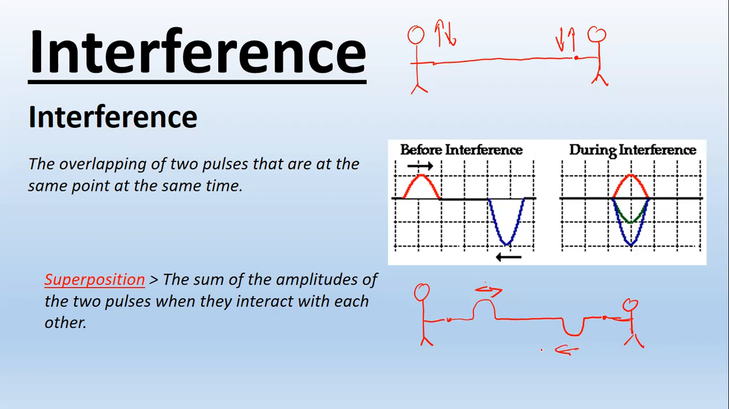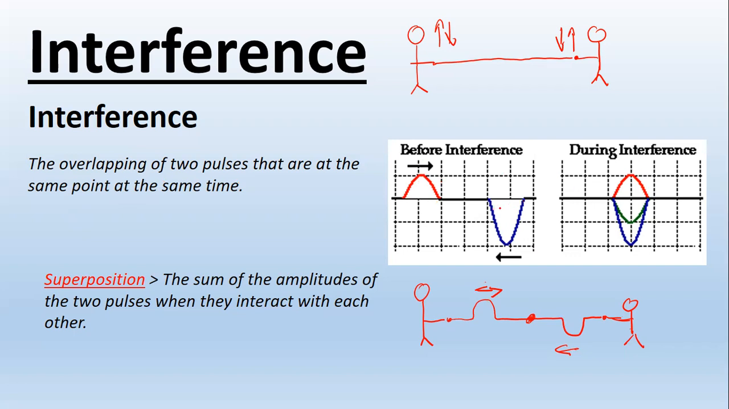Now, this is what is going to happen. When this pulse moves towards you and this pulse moves towards your friend, maybe at this point, somewhere around here, when these two pulses meet each other at this point, they're going to interfere with one another. That's what we call the interference. Interference will take place when these two pulses actually meet with one another. So what is the definition of interference? The overlapping of two pulses that are at the same point at the same time, meaning this is a point at which this pulse and this pulse are going to meet.